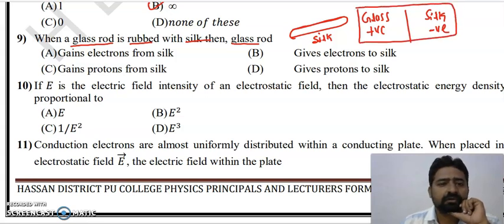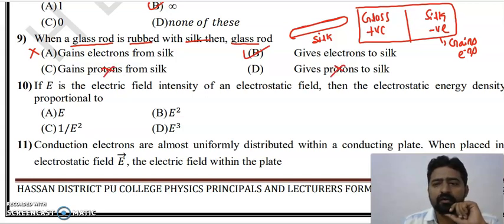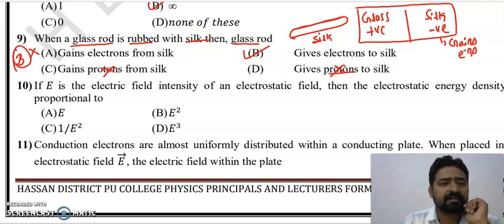Options: gains the electron from the silk. Does the glass rod gain the electron? No, it gives the electron. Because silk becomes negatively charged, and negative charge means it gains the electrons. So the glass rod gives the electrons to the silk. Gains the proton? No, there is no playing role of protons. So which answer is right? That is option B, the right answer for the 9th question. So let's move to the 10th question.